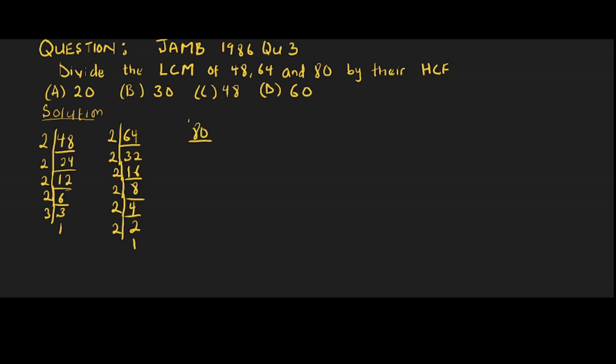We express also 80 as a product of prime factors: 2, 40, 2, 20, 2, 10, 2, 5, then 5, 1. Now we have expressed each of these as a product of prime factors.